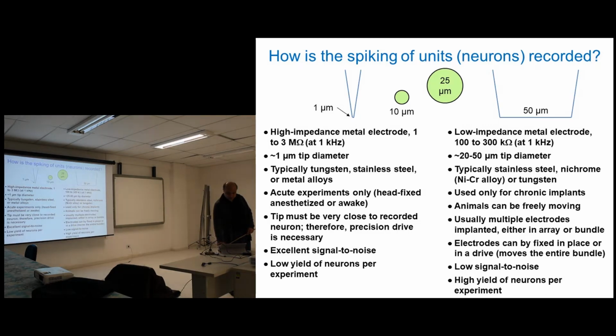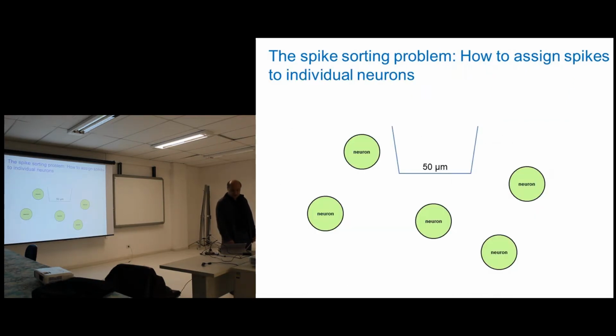Okay, there's one more thing. There's a high yield of neurons per experiment, often because you can get more than one neuron, sometimes up to 5 or 10, or I think we've even seen something like 12 or 15 neurons on one electrode, okay? And they'll have different action potential waveforms, which is how you separate them, and that's one reason why you can get a high yield of neurons per experiment.